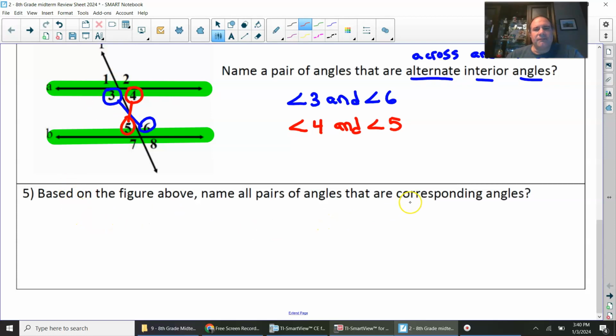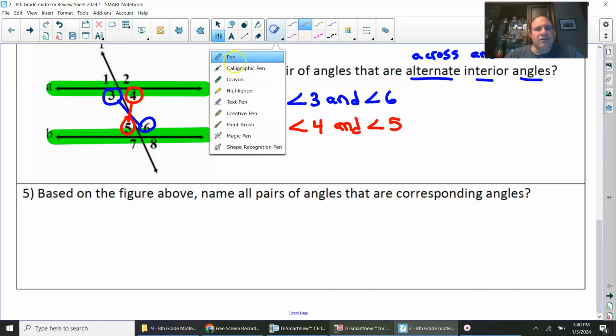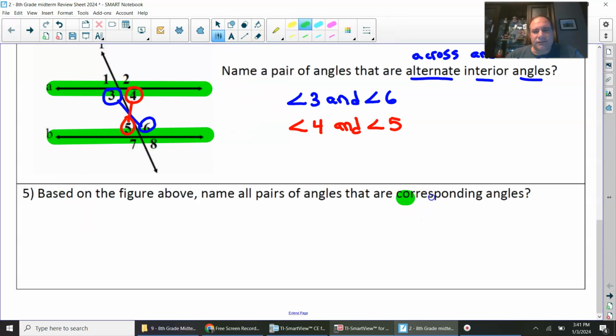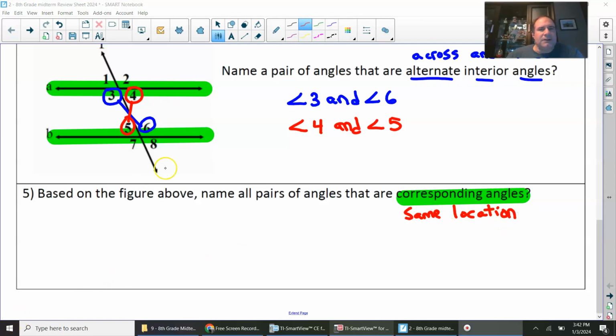Based on the figure above, name all the angles that are corresponding angles. Corresponding means the same location. So I'm going to put that down. Same location. So the corresponding angles means that these angles right here are in the same location. So I'm going to circle them in yellow.